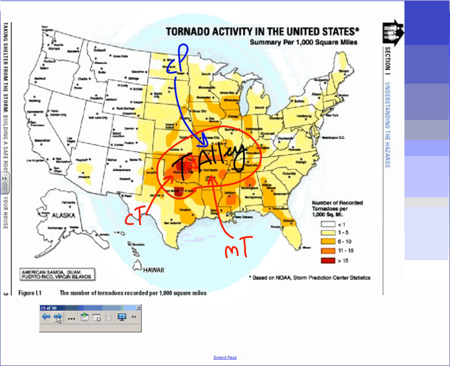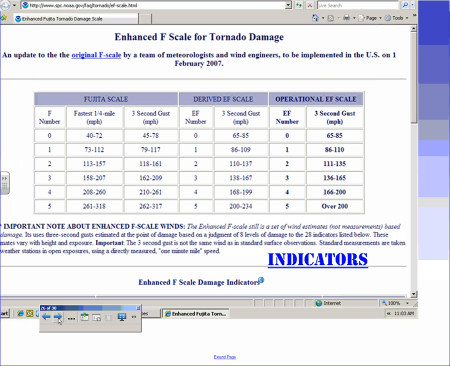Next thing we'll talk about is how they're rated. Just like hurricanes, tornadoes get a rating scale from 1 to 5. And it used to be called the Fujita scale, named after a famous meteorologist, Dr. Ted Fujita. Now we've switched it a little bit, and now it's an enhanced Fujita scale. Still goes from 0 to 5, actually.